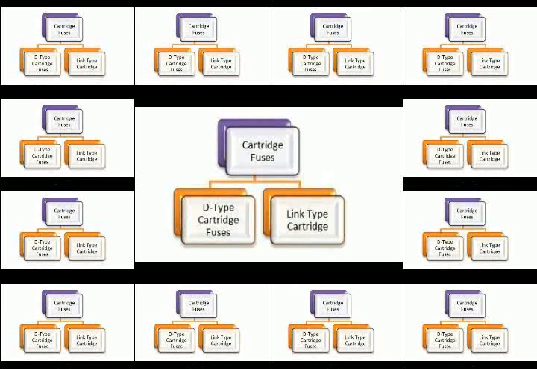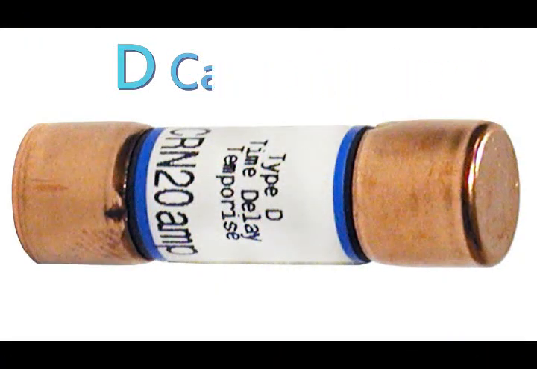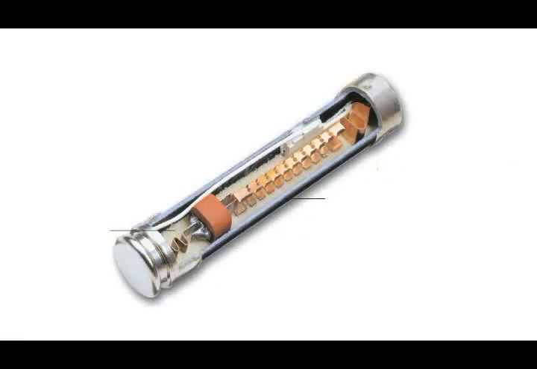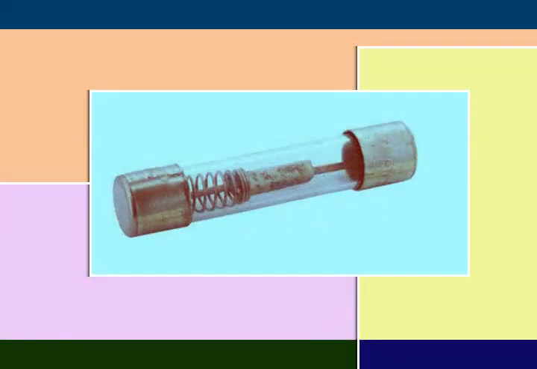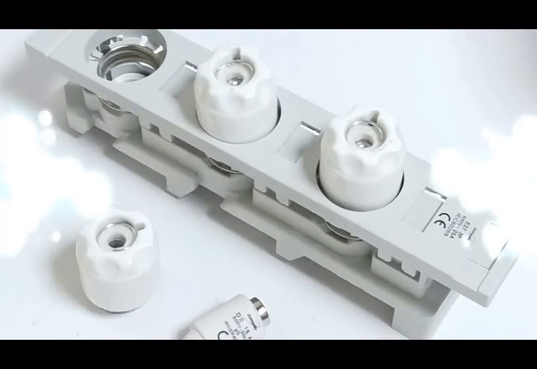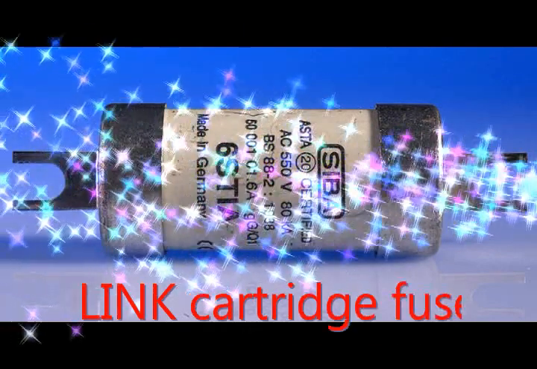Types of AC fuses are low pressure fuses, high pressure fuses, and cartridge fuses, which are divided into D and link models. D-type cartridge fuse. Main parts of fuse D are foundation, adapter ring, cartridge, and fuse cover. The cartridge is kept inside the fuse cover and the fuse cover is fixed in the fuse base. The tip of the cartridge touches the conductor when fully connected to the base, thus completing the circuit through the fuse connections.